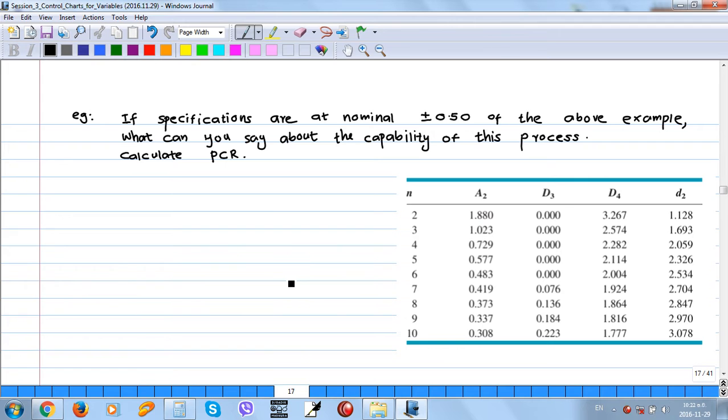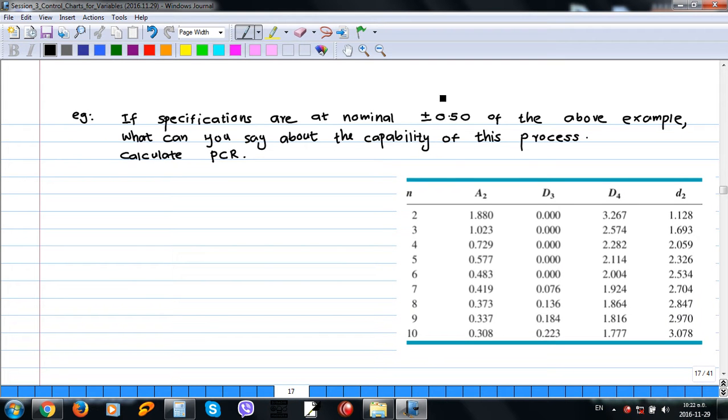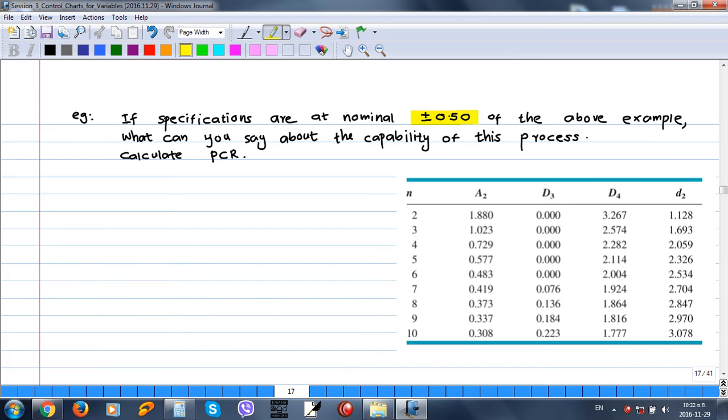And this is an example. If the specifications are at the nominal plus or minus 0.50 of the above example, what can you say about the capability of this process? Calculate the process control ratio, PCR. If you have to solve this kind of problem, the specification limits are given in the problem, here as plus or minus 0.50.